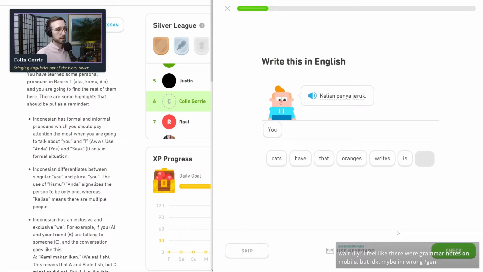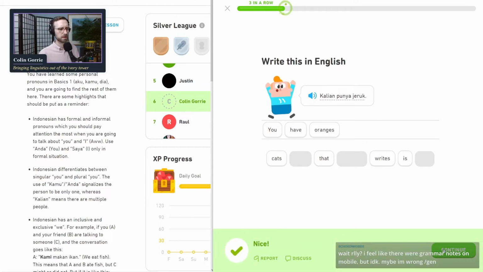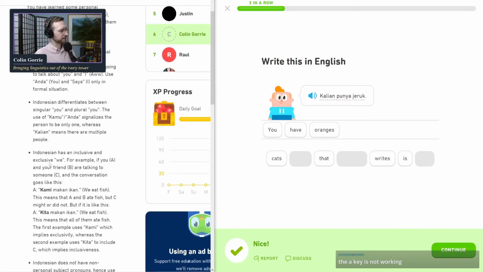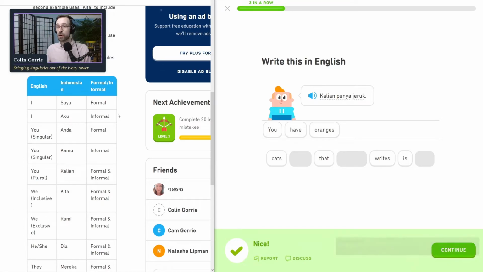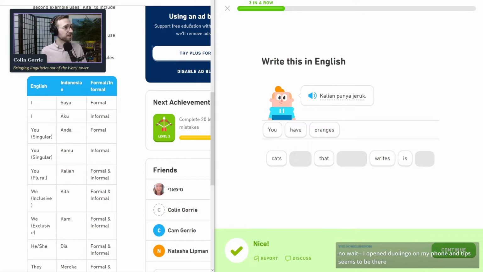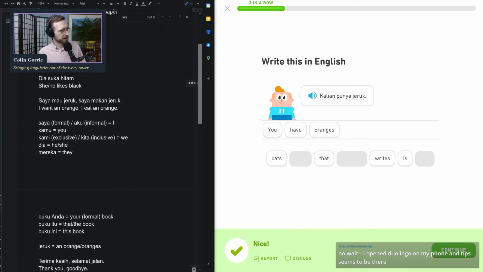You have oranges? We haven't seen kalian before. Okay, what's going on here? Let's look it up. It's a plural. Wow. If you don't know about these tips, you have no chance. You have none. Okay, let's just put this into our thing. I'm flabbergasted, really.